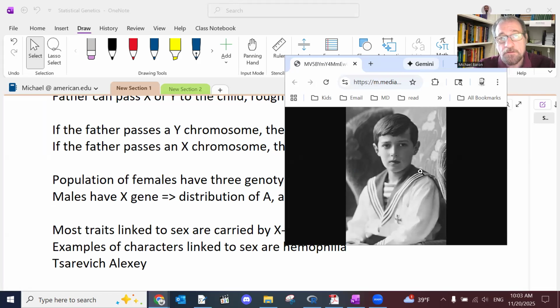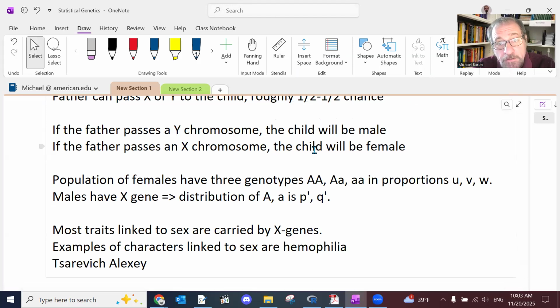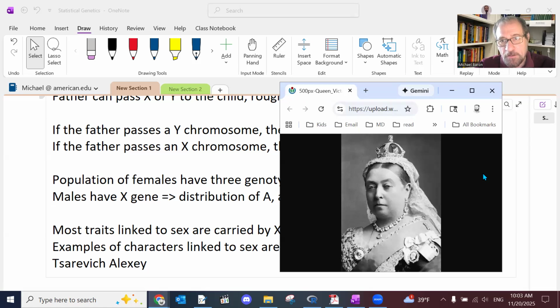That could not be his father, because the father passes a Y chromosome. So this proves that he obtained it from his mother, Alexandra, and it's now known for sure that this gene came from his well-known great-grandmother. If you don't recognize, that's the English Queen Victoria. English Queen Victoria is a great-grandmother of Russian Prince Alexei.